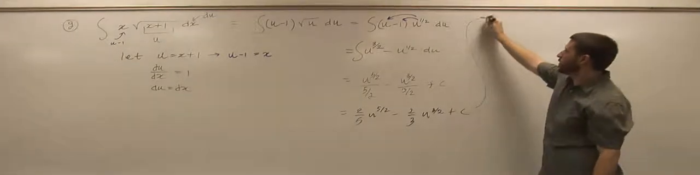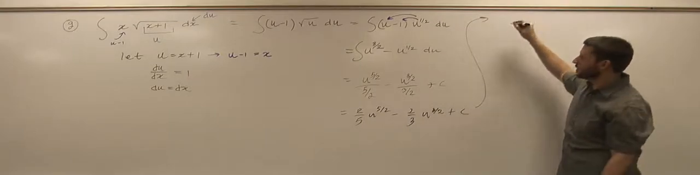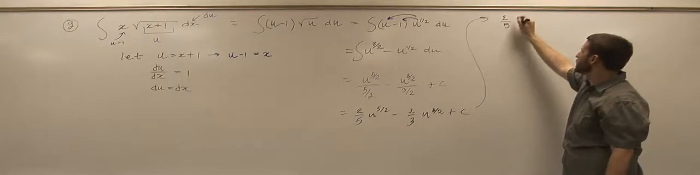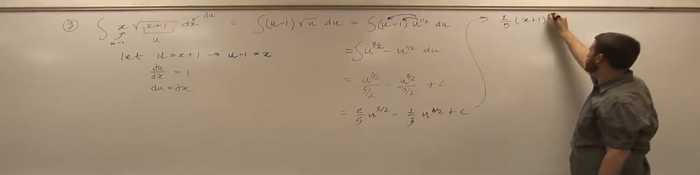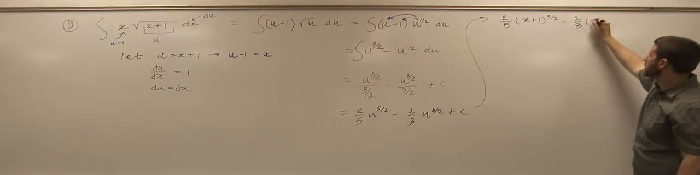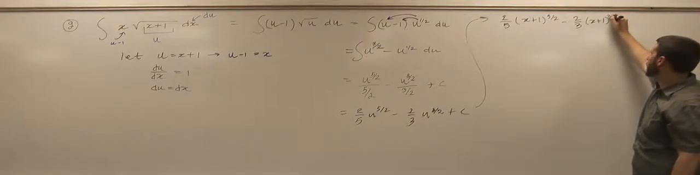And always put back in your x's, or whatever variable you started with. So u is x plus 1, which means this will be 2/5 (x plus 1) to the 5/2 minus 2/3 (x plus 1) to the 3/2.